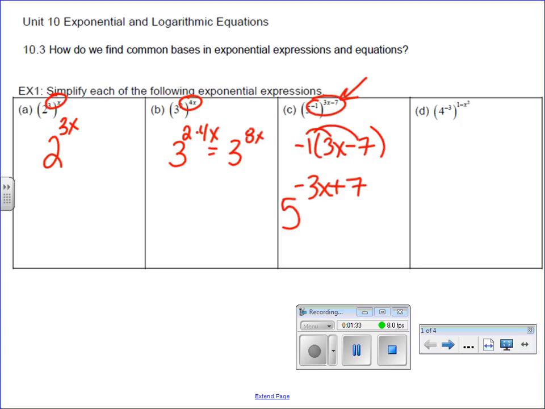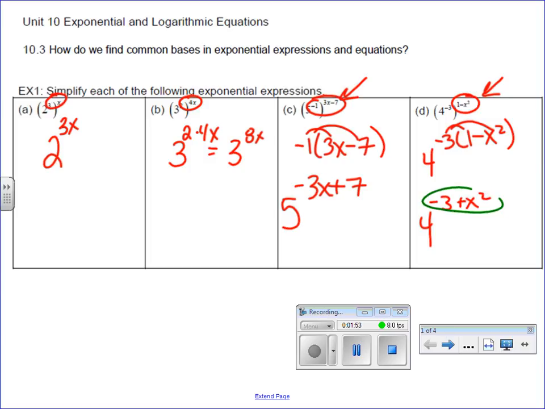For D, the last one, again, this right here is a binomial, so I need to make sure that I distribute. So now I have 4 to the power of negative 3 times 1 minus x squared. And if I distribute that 3, I have 4 to the power of negative 3 plus x squared. Also notice that the expression we now have as the exponent is a quadratic. That's going to come up as well.